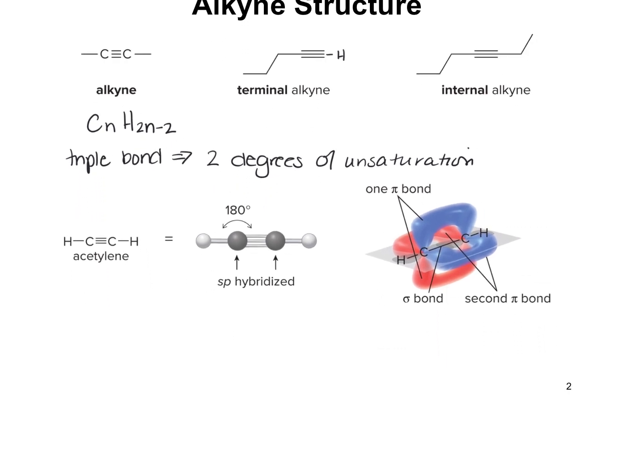When we talk about a triple bond, I want to remind you it consists of 1 sigma bond and 2 pi bonds here, and each carbon in a triple bond is sp hybridized, and it's got a linear geometry with 180-degree bond angles. So, how do we name alkynes?